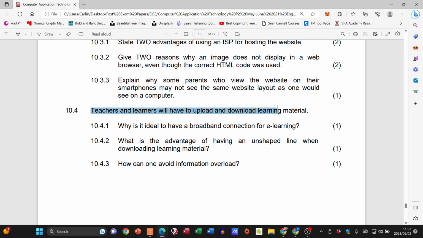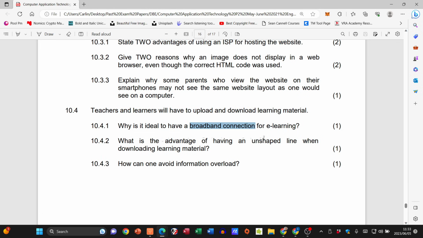Okay, here's our next one. Teachers and learners will have to upload and download learning material. So let's think of our Google Drives, right? Let's just think of that for a moment. Now, what do they say to us? Why is it ideal to have a broadband connection for e-learning? Because we will have access to a high-speed internet connection. Broadband is going to mean that it's always on. It's going to allow us to move large volumes of data. Any one of those will help. But that's why we want to have a broadband connection.